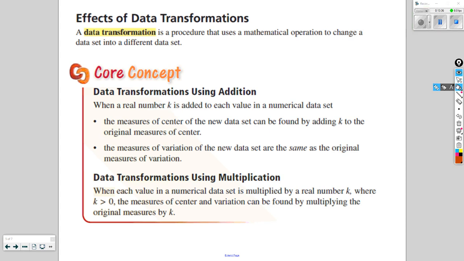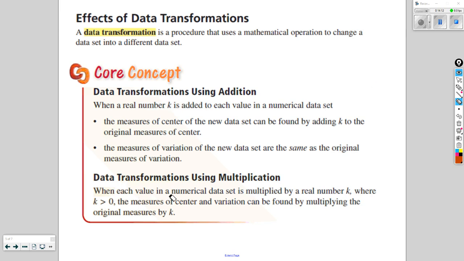If we had some data set right here, and we added k units so that it then gets transformed over here, the range is still going to be the same, if we add k to each one of these data values. So the measures of variation don't change. The measures of center do change. If we're talking about data transformations using multiplication, however, that does change.